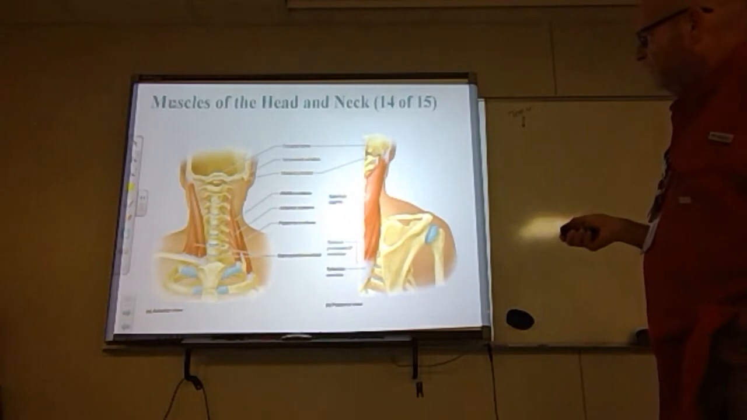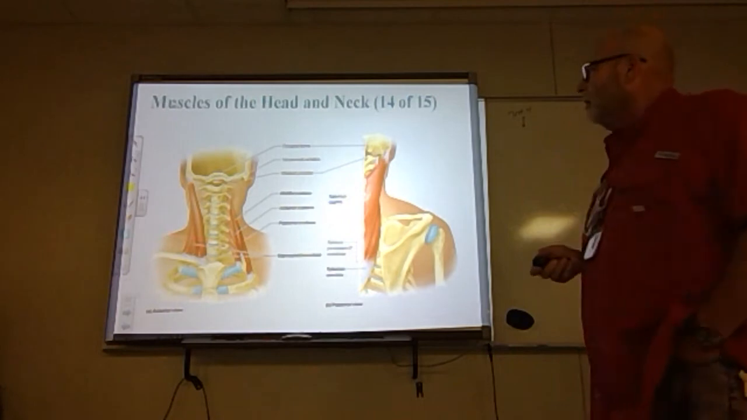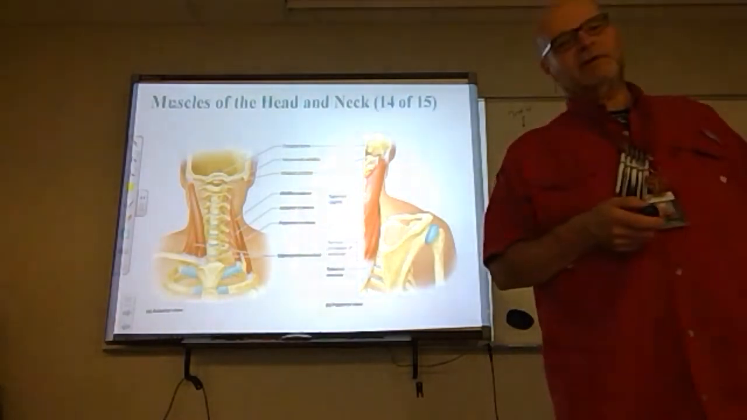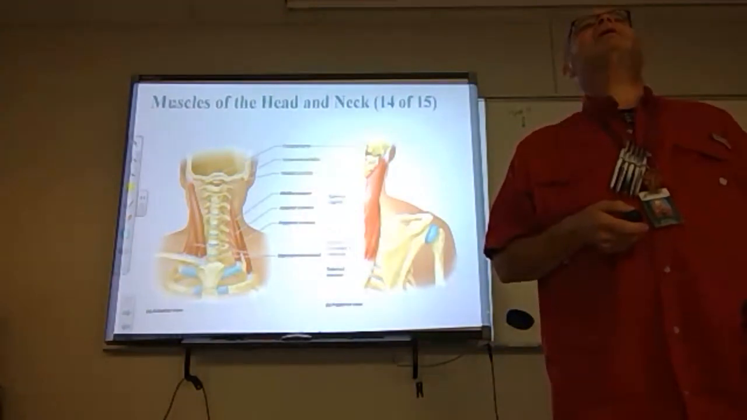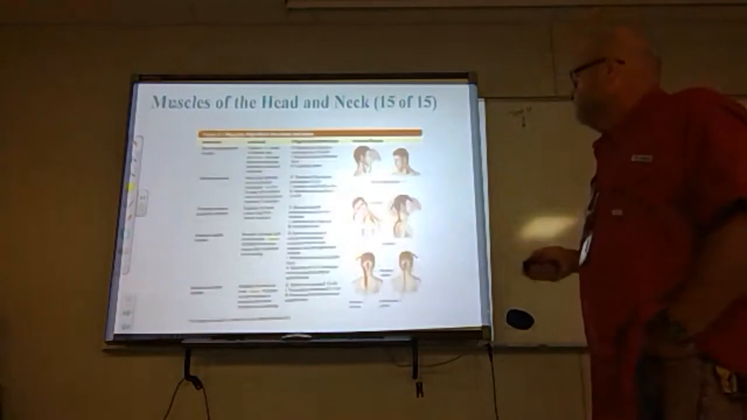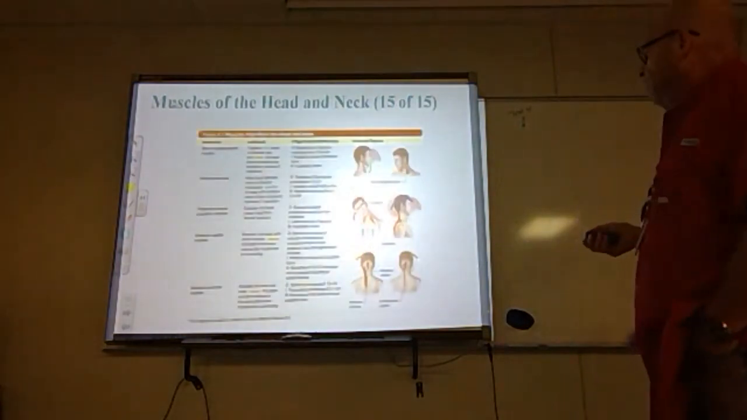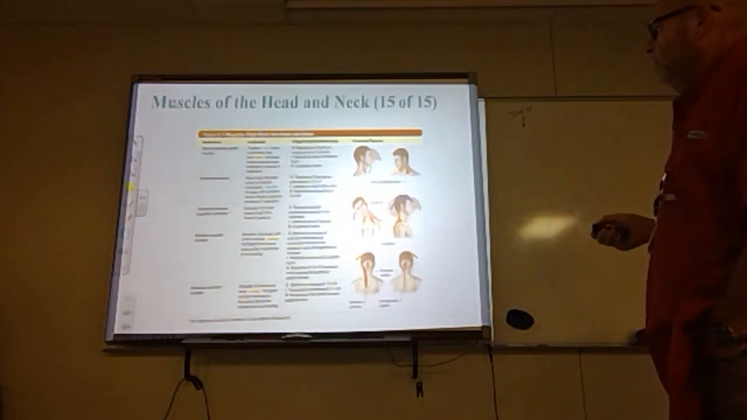Then we have the scalenes, the middle scalene, the anterior scalene, the posterior scalene, and the sternocleidomastoids all work together to give us the ability to do this. So we have muscles that allow us to do this, and muscles that allow us to do this. And again, there is our chart showing the scalene muscles, the splenius capitis muscle, and the sternocleidomastoid muscles along with their principal actions.